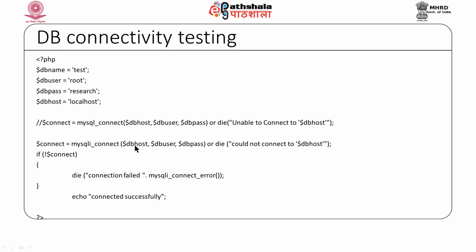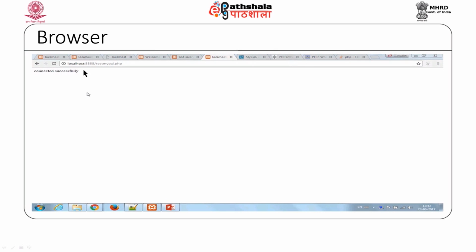I am passing the parameters which I have already defined, that is host, user and password, and I am saying or die. So, if it is connected, it will give me "connected successfully". When I want to test this, I go to the browser and write my program name in the localhost. You could see the message I am getting, connected successfully. This is basic database testing.